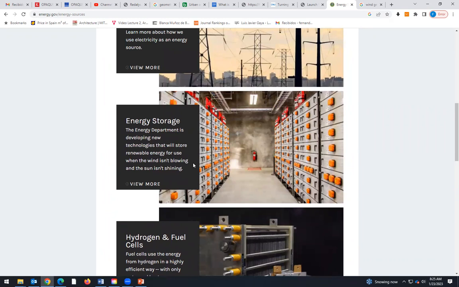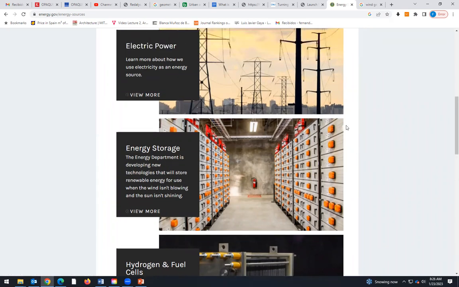And then we have energy storage. Energy storage is one of the most important issues that we have. If we could have energy storage for electricity, that would be great. But so far we have batteries, and batteries are expensive, and they are very big if we want to store a large amount of electricity. So energy storage is probably the challenge that we have nowadays.